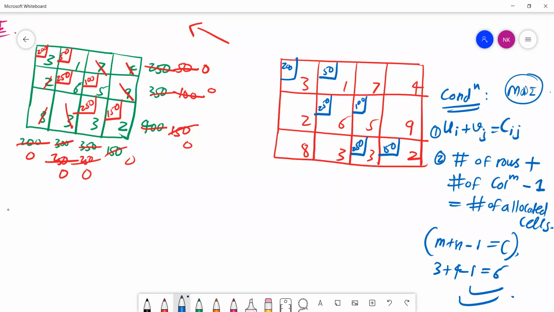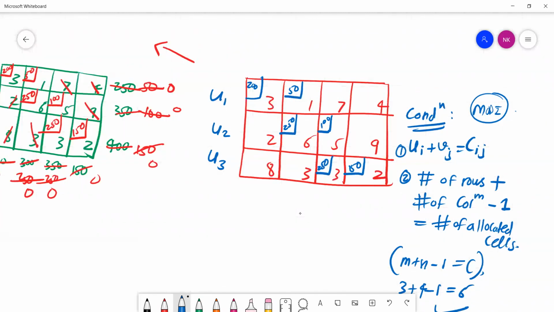To apply the MODI method, these are the 2 conditions, and we have just looked into the second condition. That is the number of rows plus number of columns minus 1 equal to the number of allocated cells. If the condition is satisfied, then we can apply the MODI method. Let's say this is my U1, U2, U3. Why is it called the UV method? Because of this reason. Let's say I am naming the columns as V1, V2, V3, and V4.